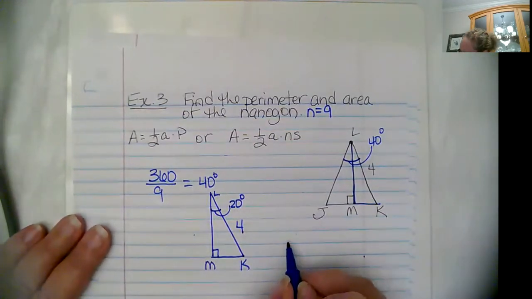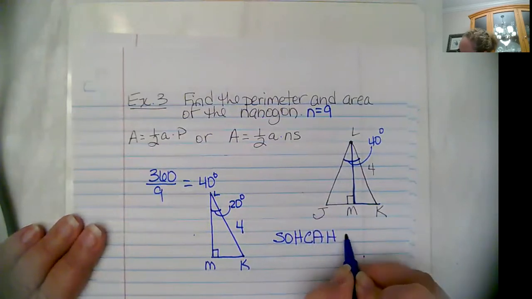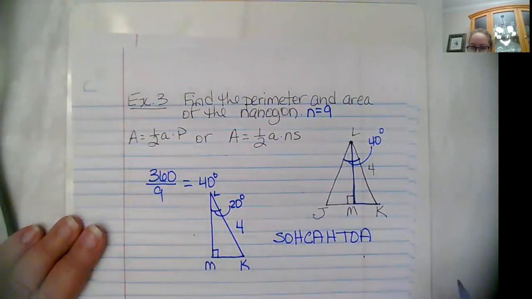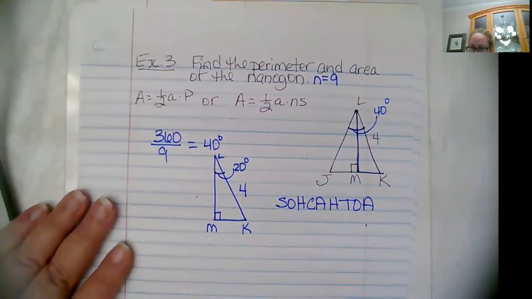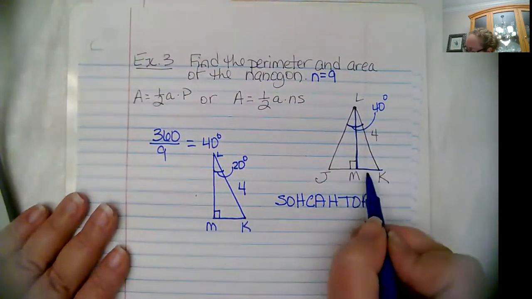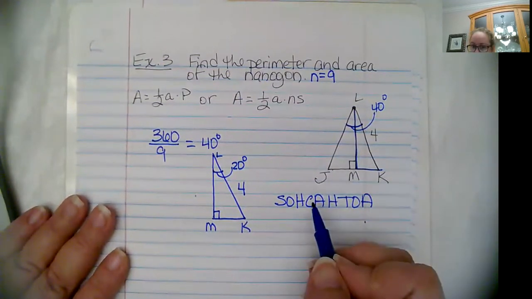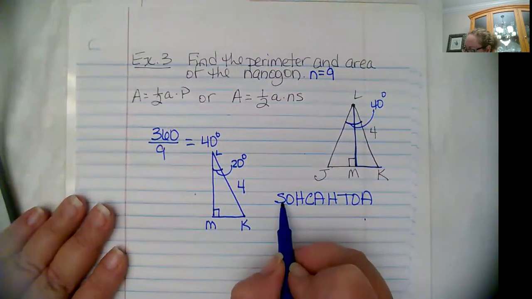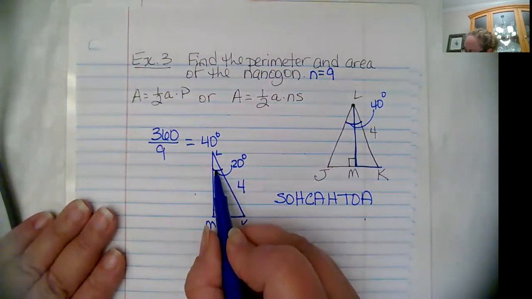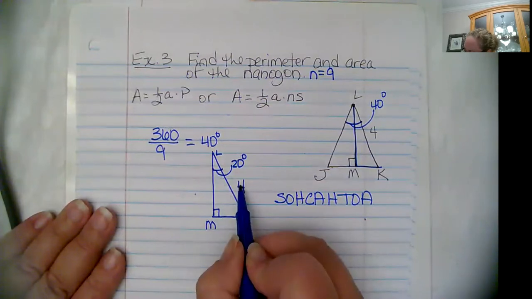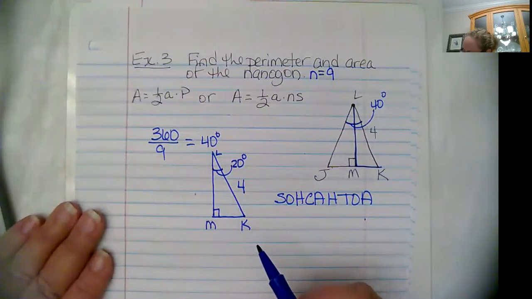So using SOHCAHTOA, that's going to help us find the apothem and half of the side length. Because once we figure out MK, we have to multiply by 2. It'll give us the whole side length. So let's go through each one. If we use sine, it's always from the perspective of the angle. So sine is opposite over hypotenuse. By using sine, we'll figure out half of the side length.